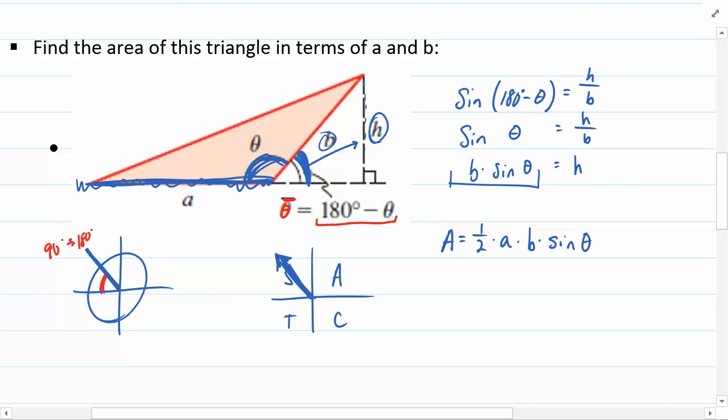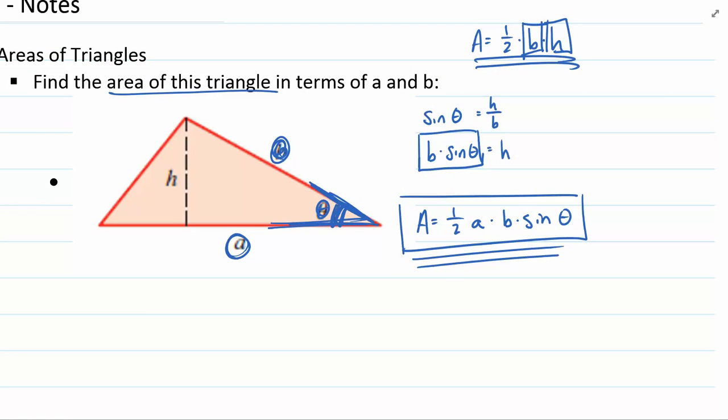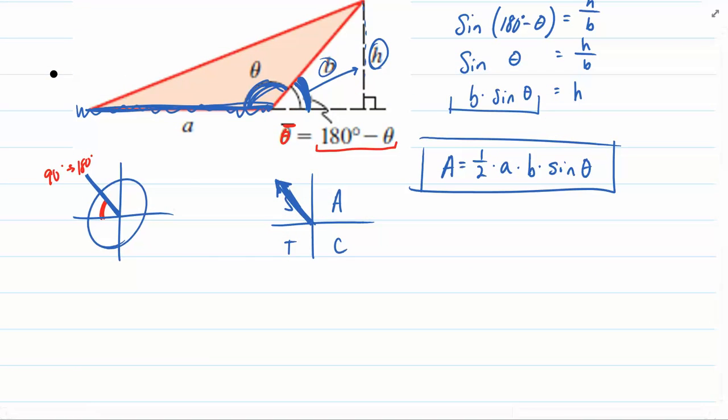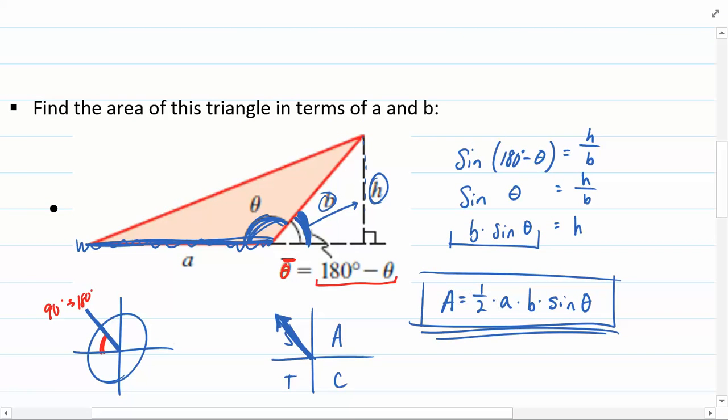And wouldn't you know it, this rule is exactly the same as the one above. So whether we're dealing with an acute triangle, as we saw up here, or an obtuse triangle, as we saw down here, the rule to find the area based on two sides and an included angle is exactly the same.